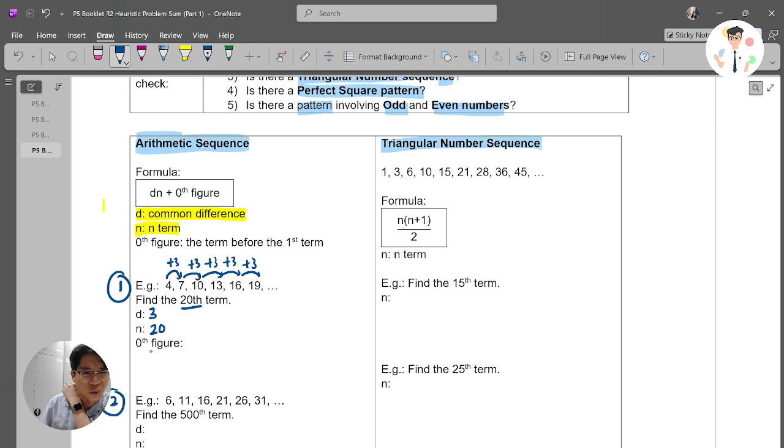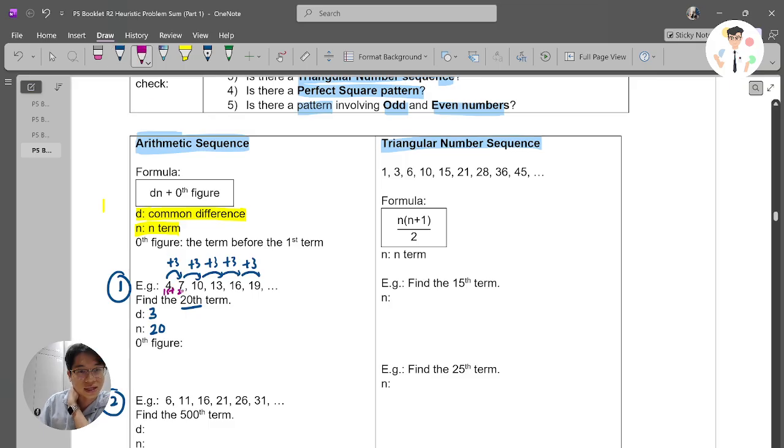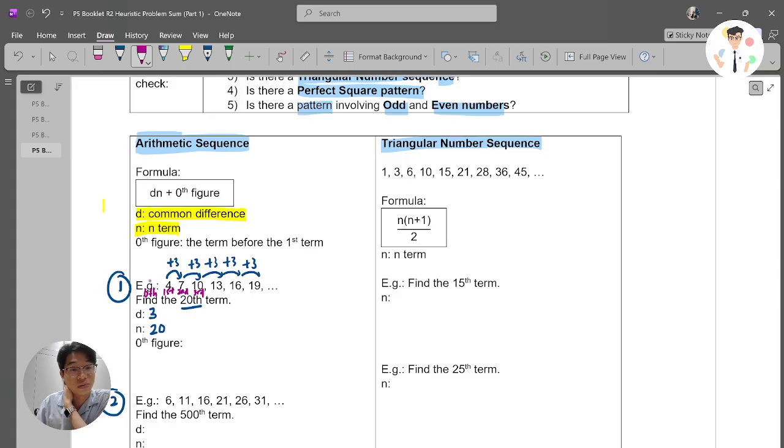What does this 0 figure mean? Now, I know this is the first, this is the second, correct? This is the third number. Now, with that in mind, if I have to have a zero term or the zero number here, what will that number be? I think as you know, we are plus 3, right? So here will probably be 1. And the zero figure basically means the number before the first number given, which is 1.